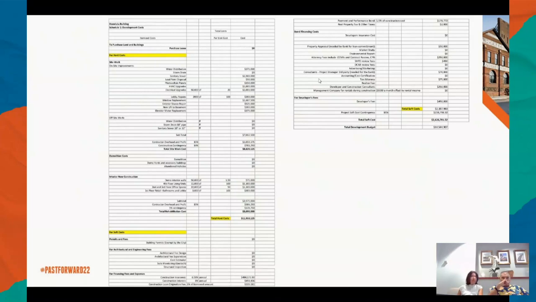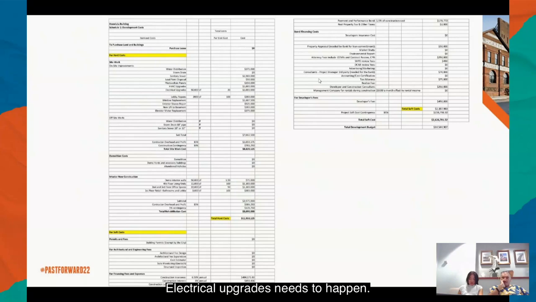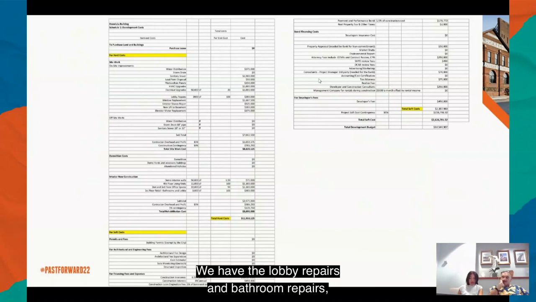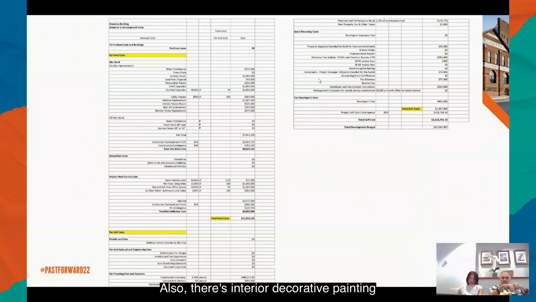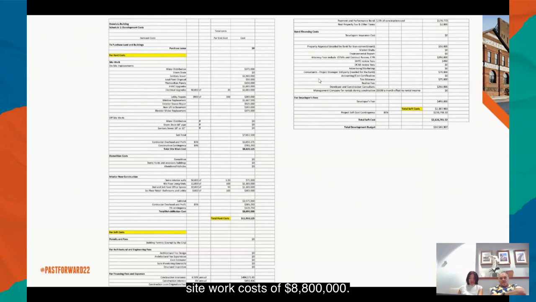HVAC upgrades, which is heating, ventilation, air conditioning, needs to be upgraded. Electrical upgrades need to happen. We have the lobby repairs and bathroom repairs, window replacement, exterior stucco repair, new lift to basement, and elevator motor replacement. Also, there's interior decorative painting that needs to happen. Off-site work includes water distribution, storm drains, sanitary sewer replacement. So there's a total of site work, on-site as well as off-site, costs of $8,800,000. There's some demo costs.